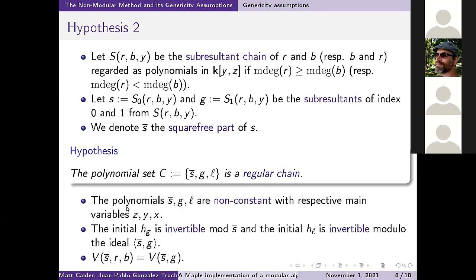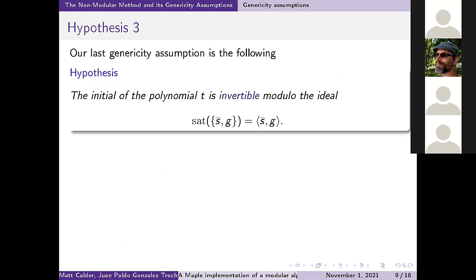Thanks to this, we will have some consequences. The first one is that s bar, g and l are going to be non-constant with respect to the variables z, y, and x. That the initial of g is going to be invertible modulo s bar, and the initial of l is going to be invertible modulo the ideal generated by s bar and g. Our third hypothesis is going to be that T is invertible modulo the ideal generated by s bar and g.